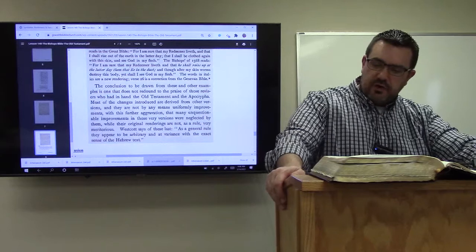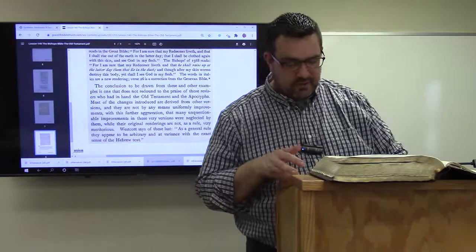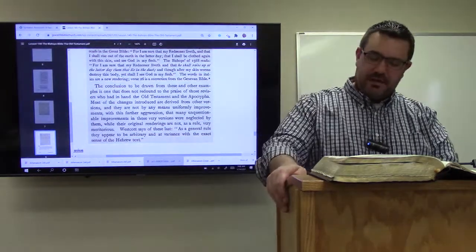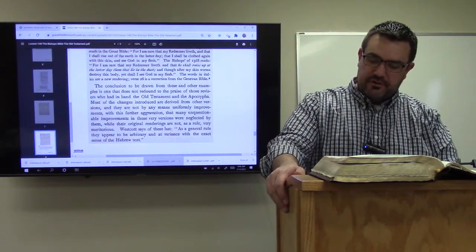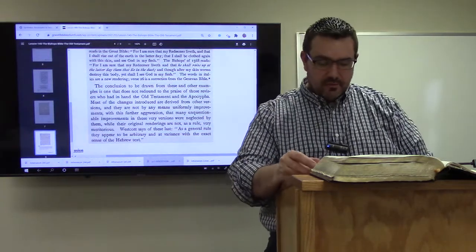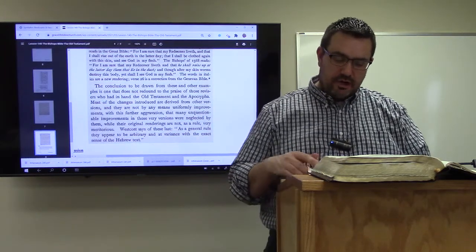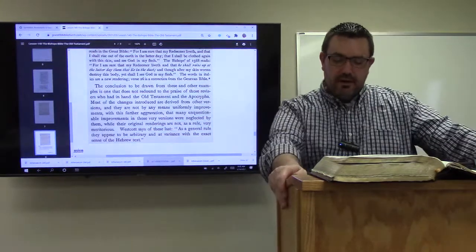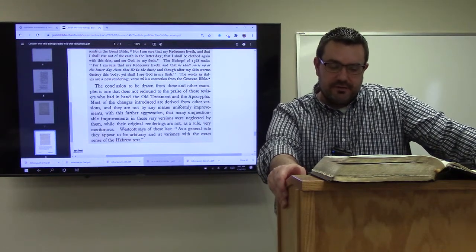The conclusion to be drawn from these and other examples is that one does not redound to the praise of those revisers who had in hand the Old Testament and the Apocrypha. Most of the changes introduced were derived from other versions, and they are not by any means uniformly improvements, which is further aggravation. That many unquestioned improvements in those very versions are neglected by them, while their original renderings are not, as a rule, very meritorious.